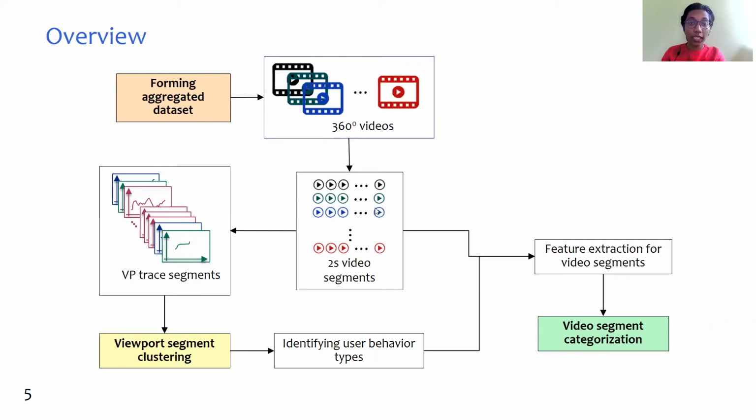First, we form an aggregated data set of 360 videos and the user viewport data. We break these videos and traces into chunks of 2 seconds and cluster the viewport trace segments using our novel clustering algorithm. We use these clusters to identify different user behavior types, which we will then use to extract feature representations for the 2-second video segments. These videos are finally taken as inputs to our novel video categorization algorithm.